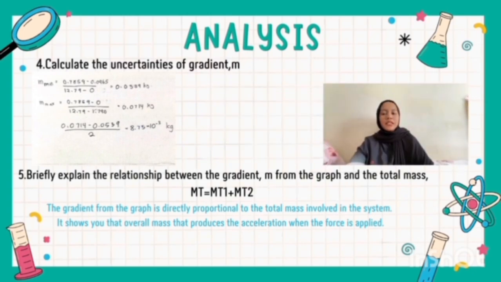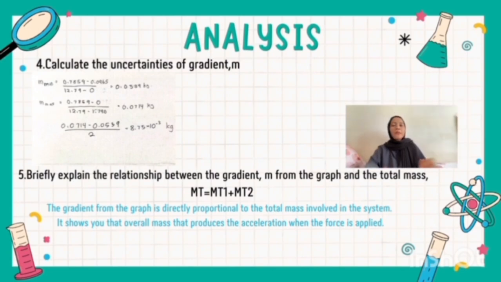And the last analysis is to briefly explain the relationship between the gradient m from the graph and the total mass. The gradient in the graph is directly proportional to the mass in the system. It shows us the overall mass that produces the acceleration when the force is applied.